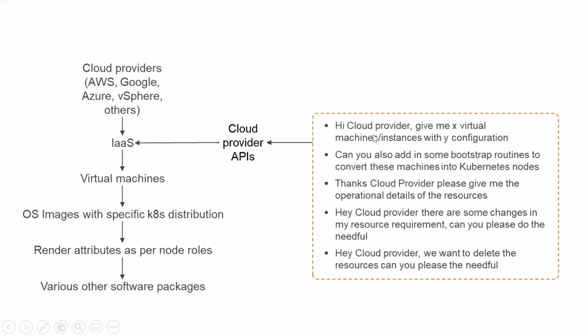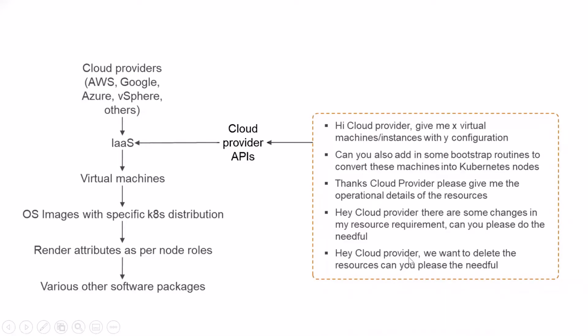So I'm asking for the virtual machine with a certain size of configuration. I'm adding some Bootstrap routines. I'm asking the cloud provider for some operational details. And then on an ongoing basis, my operational requirements might change, right? The cluster size in terms of configuration and resource capacities might change. The Kubernetes version might change. So can I talk to the underlying APIs to do those changes in the machine? Hey, cloud provider, there are some changes in my resource requirement. Can you please do the needful, right?